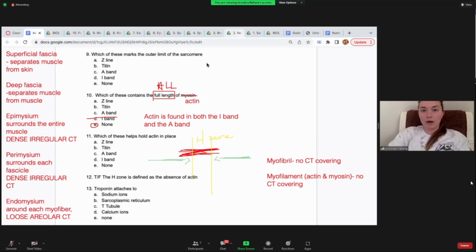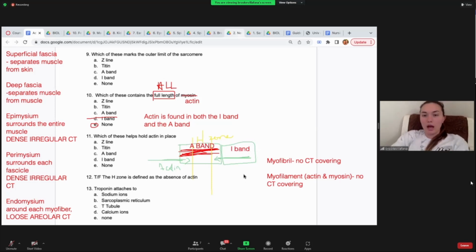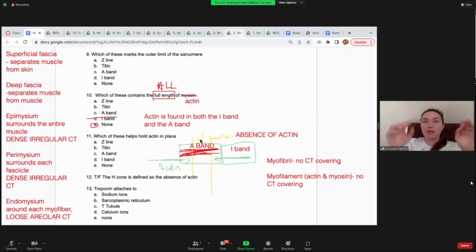Now, if you guys look, right, here's my actin here, actin. And you guys see how the actin is partially inside the A band zone and partially over here. So the I band is right here, I band, and this is the A band. The I band is actin, yes, but some actin is also in the A band. That's why there's an H zone. So on your test, the definition of the H zone is the absence of actin, okay? So remember, actin is found in the I band and a little bit in the A band. That's what creates the H zone, meaning the H zone is the part where there's no actin at all, right down the middle. Does that make sense?